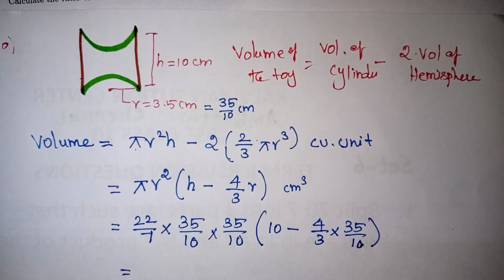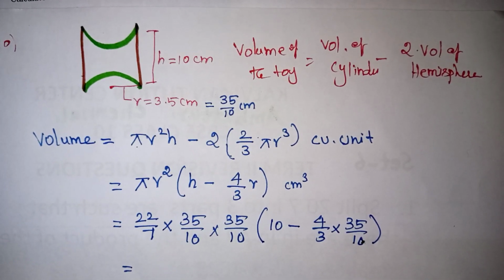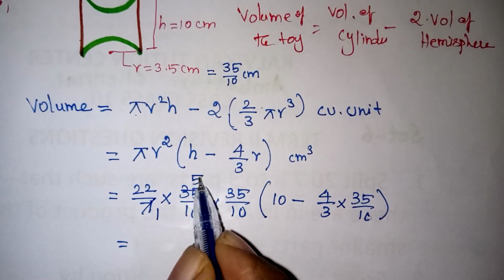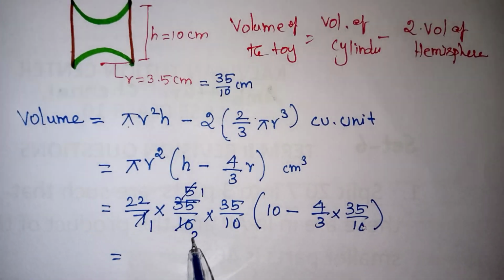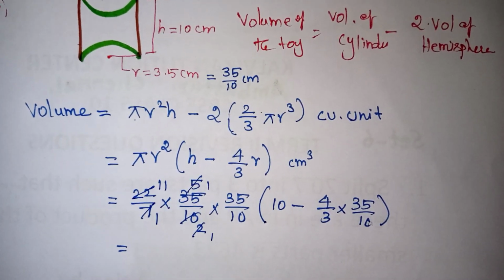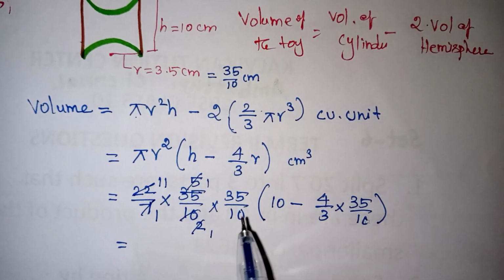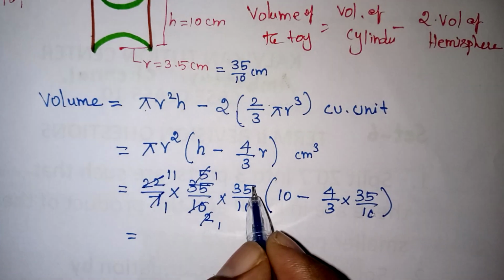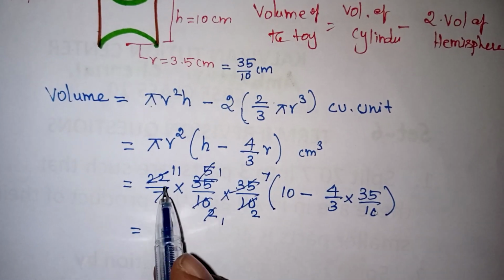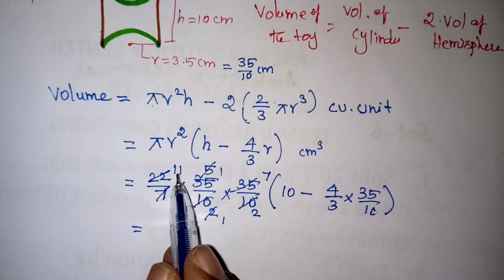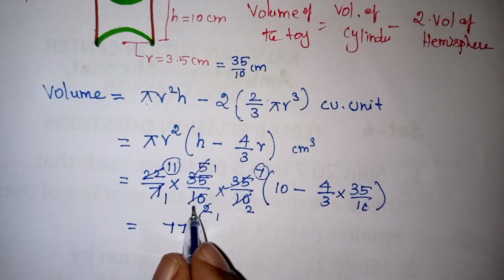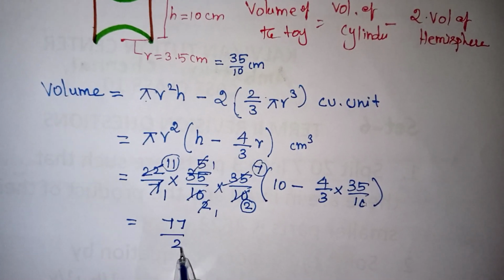We can cancel now. 7 ones are 7, 7 fives are 35. 5 ones are 5, and 5 twos are 10, we can cancel. 2 ones are 2, 2 elevens are 22, we can cancel. From the remaining, 35 and 10 both come under the 5 table: 5 sevens are 35, 5 twos are 10. Now on the outside we have numerator 11 and 7 pending, so that is 77. In the denominator we have only 2, so 77 by 2 outside.